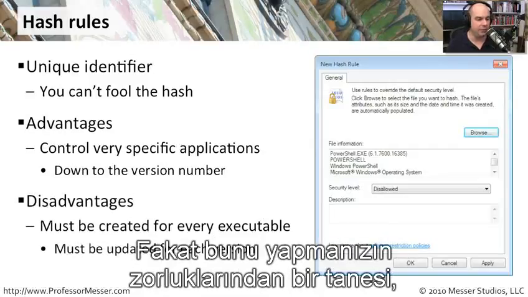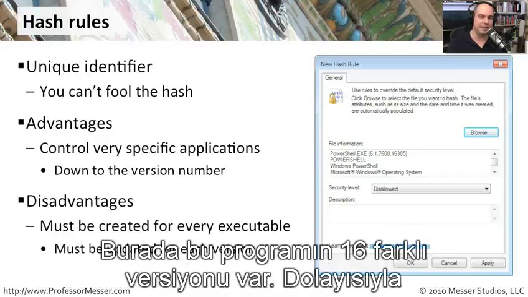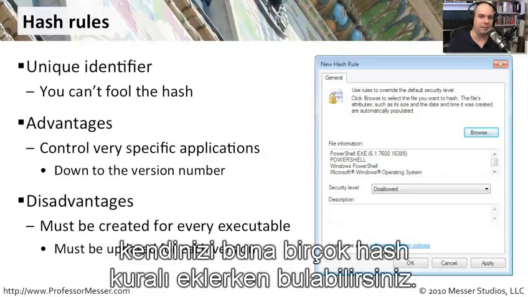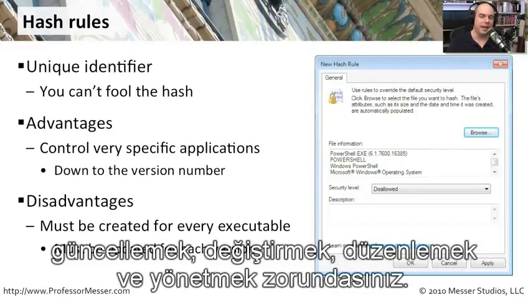One of the challenges you have with that, however, is that you have to make a new rule for every single executable. If there are 16 different versions of that program, you may find yourself adding many hash rules into this, because you have to update it and change it and modify it and administer it every time a new version of that application comes out.